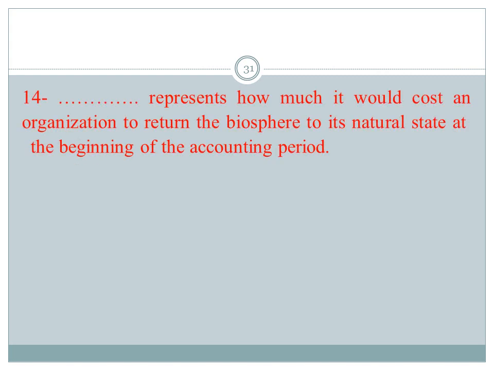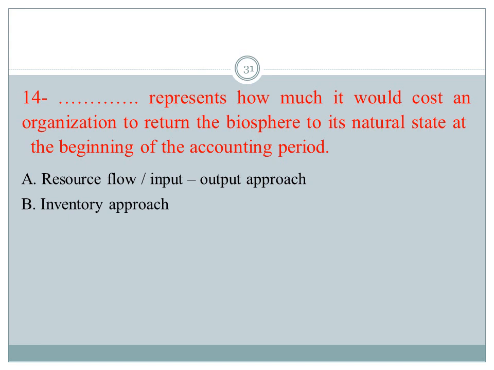This approach represents how much it would cost an organization to return the biosphere to its natural state at the beginning of the accounting period. A. Resource flow input output approach, B. Inventory approach, C. Sustainable cost approach, D. None of the above. The correct answer is C, Sustainable cost approach.